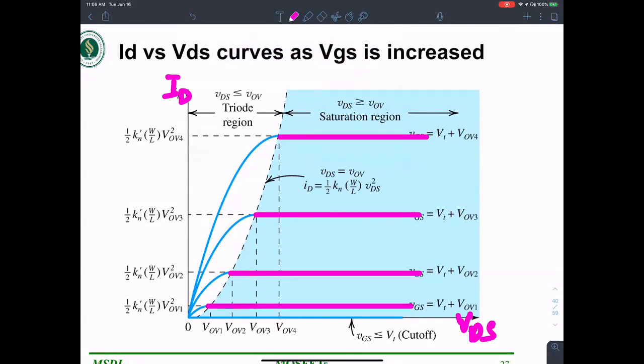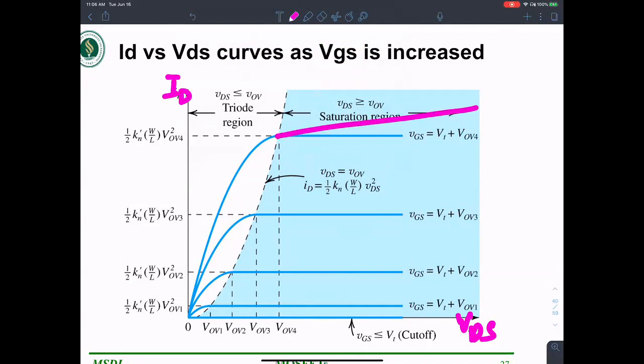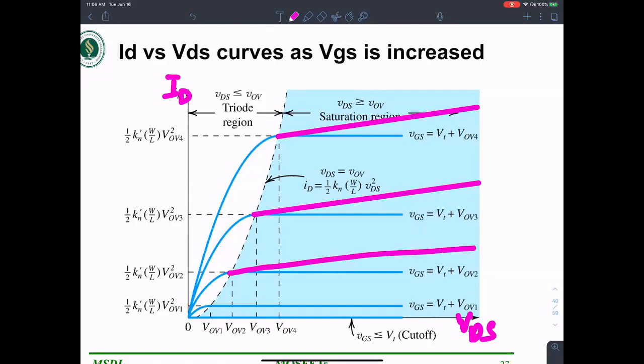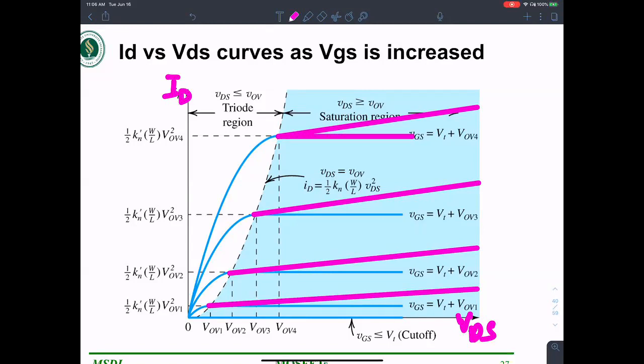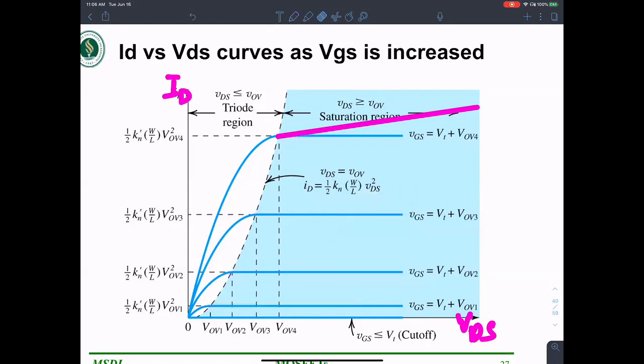That's an ideal assumption. That's rarely the case. It turns out that in saturation region, the drain current is not constant, but it has a slope, something like that. So the drain current that was supposed to be constant here. If we were to look at just one plot, let me plot just one. Ignore all of these other curves here. We are only interested in one plot, this guy.